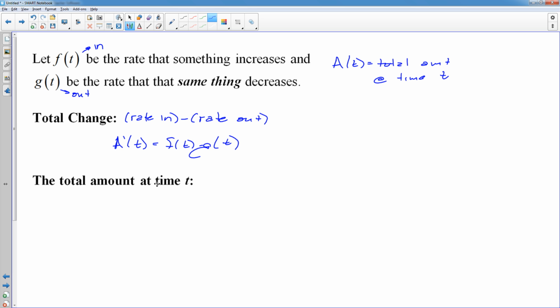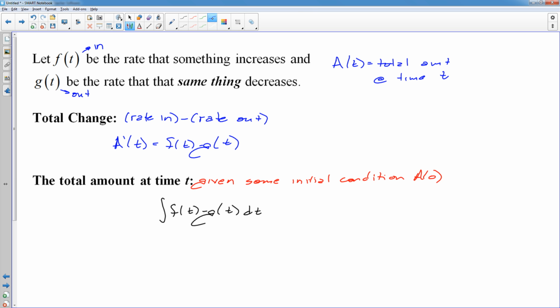And then the total amount, well, if I want the actual amount, I'm going to have to do the antiderivative of the rate. So I'm aware that the antiderivative of f of t minus g of t is going to be needed. However, in these problems, you're going to be given some initial condition. I probably should have included that in here. Usually it's centered at, or starting at, time t equals 0. Every now and then they'll give you a condition like the amount at time 4 is 27, and so you'd have to center things at 4.